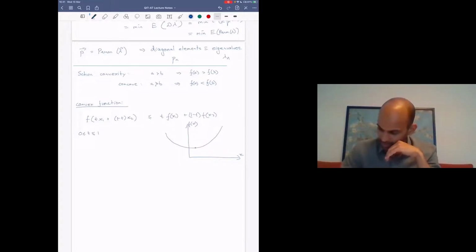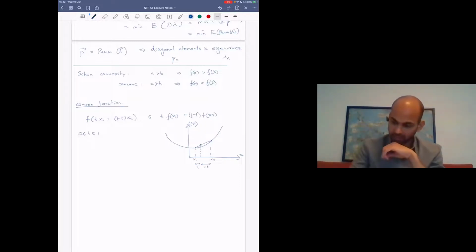Because if you mix the two functions, you get a value. So if this is a mixture of the two functions, it's larger than the corresponding mixture of the two arguments, t and 1 minus t. This is not the actual distance between x1 and x2. This is just the fractional distances.